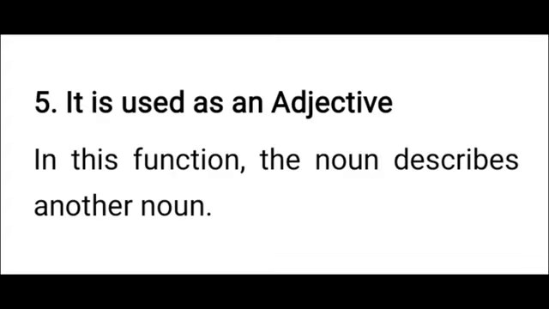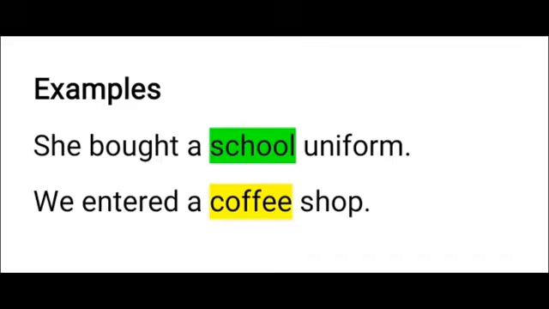Let's take function number 5. It is used as an adjective. That is to say that even though it is a noun, it is going to describe another noun in a sentence. Let's take some examples of a noun performing the role of an adjective in a sentence.